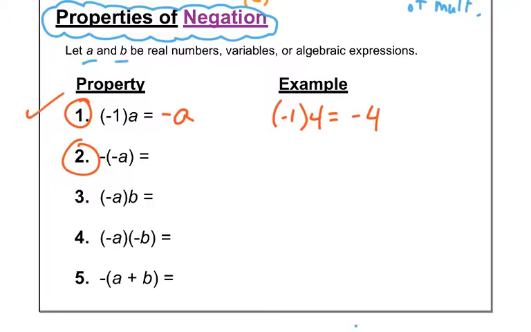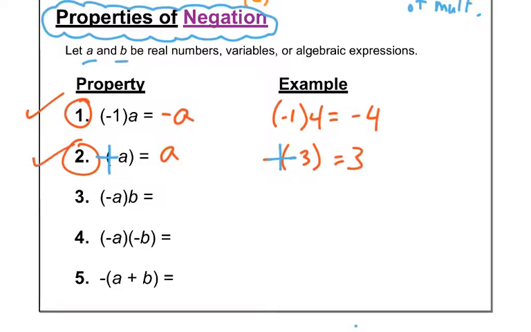Number 2, if I take the opposite of the opposite of A, like we talked about before, the double negatives become a positive. So we just get that this equals A. Example, let's take the opposite of -3. You know that the 2 negatives become a positive, so we get just 3.